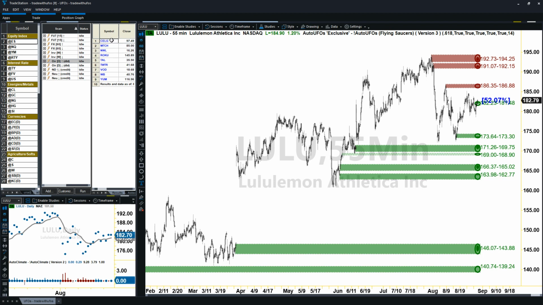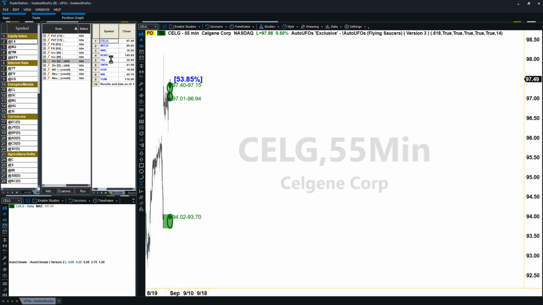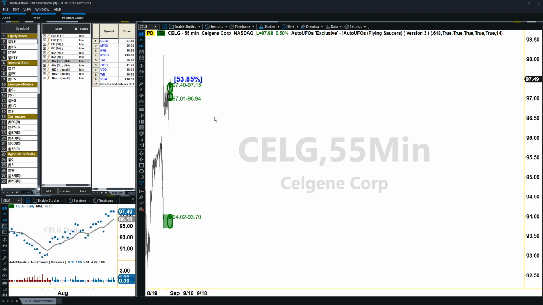Okay, so we have Celgene. Roku and Twitter, we have them in the account already. So I'll skip those two because we already have them. So let's take a look at Celgene Corporation.